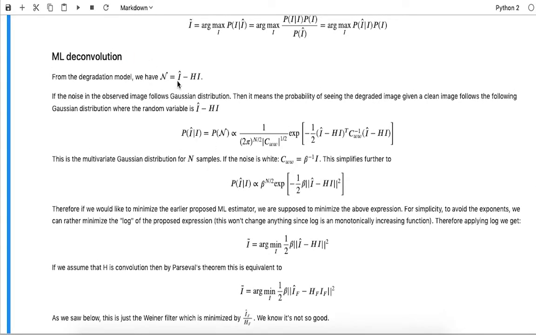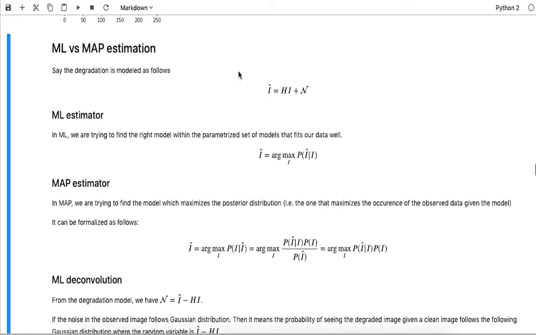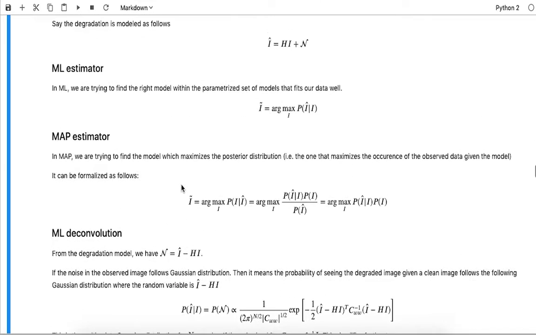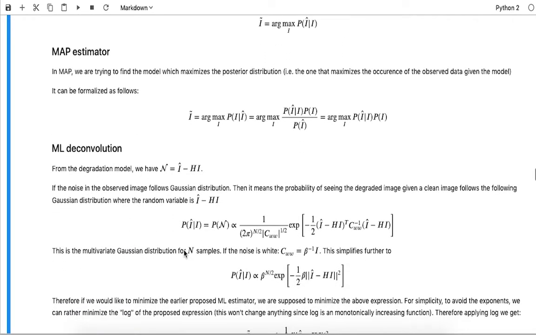So let's say we have this degradation model. I put the noise on one side, and so essentially, what is P(I hat)? In this term, this is not random. This has no probability distribution. The only thing that has distribution is this one, which is random Gaussian. So my probability distribution function of P(I hat) is basically the probability distribution function of n, where the random variable is I hat minus HI.